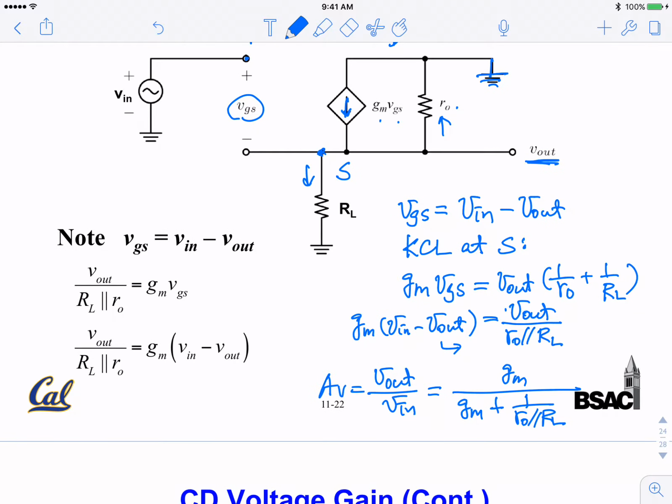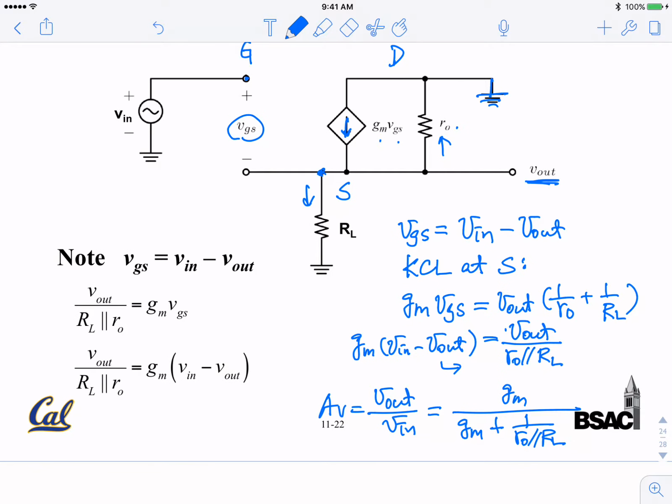Yep, question? Is there any specific reason why you ignored the source resistance? Yeah, source resistance can always be dealt with once we come up with the two-port model. RS is a simple resistor divider. It makes the analysis a little bit easier.